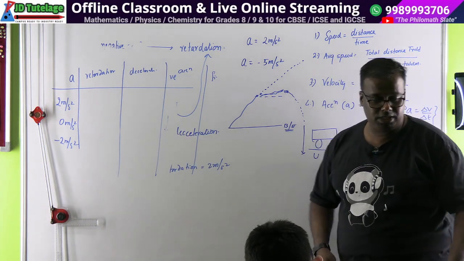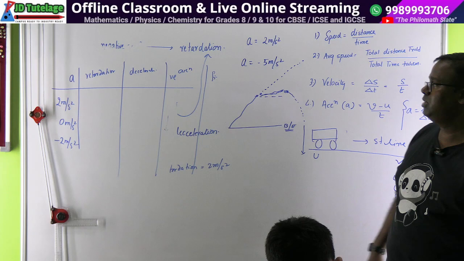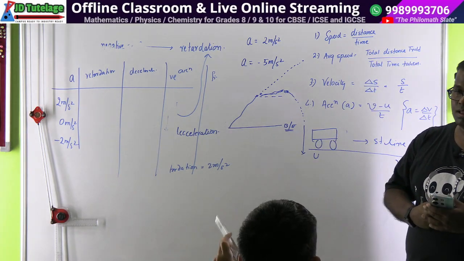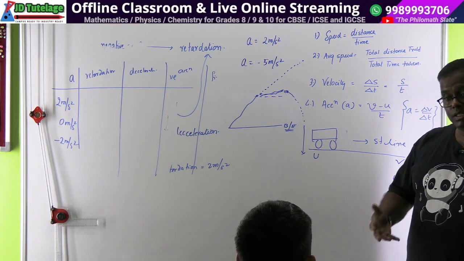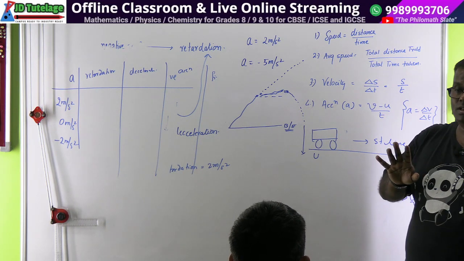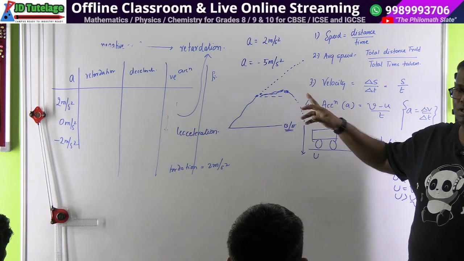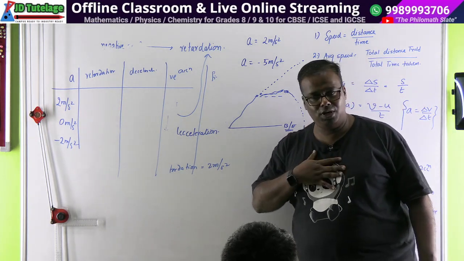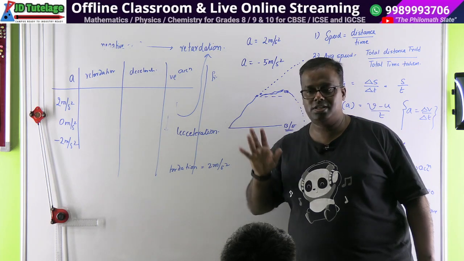If you want to add something extra, add. Make columns. Try to understand. If a is negative, what is happening? What's the difference between retardation and deceleration? These are English words, not in physics. But you will get these words in your problem. In our formulas, retardation does not appear. In our formulas, there is nothing called deceleration.